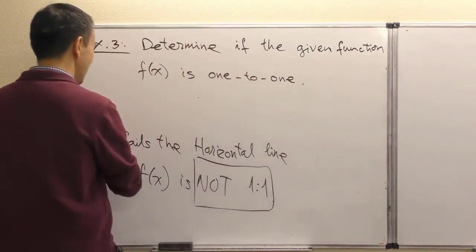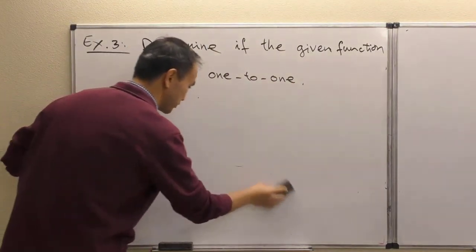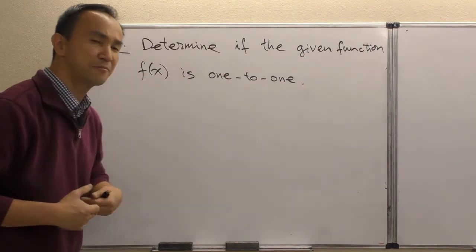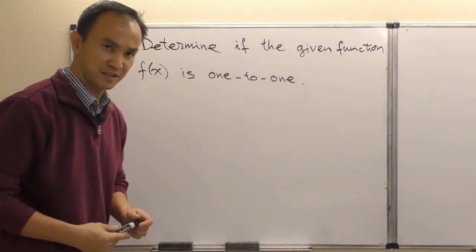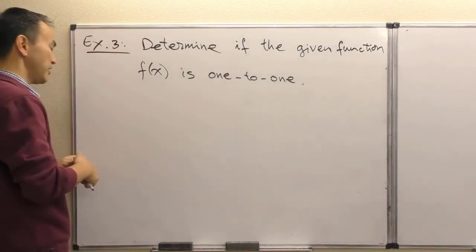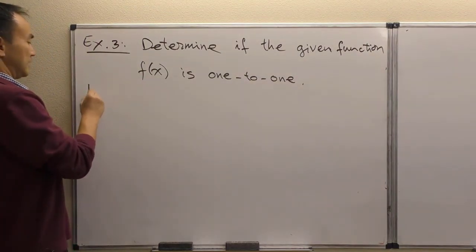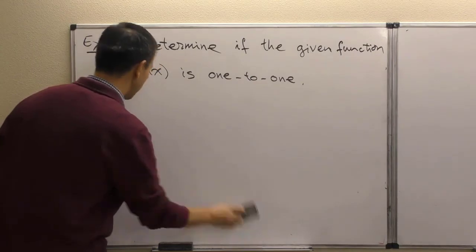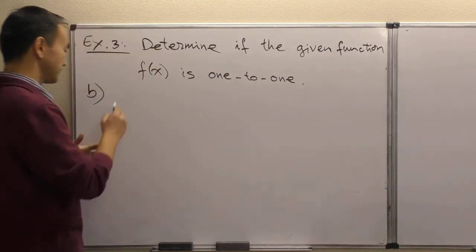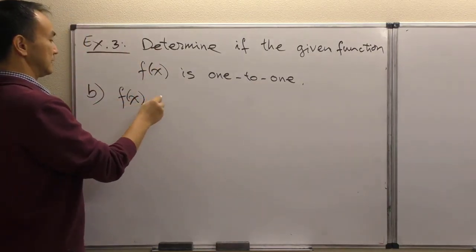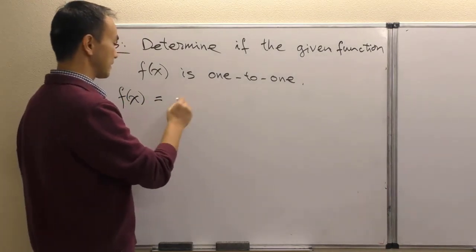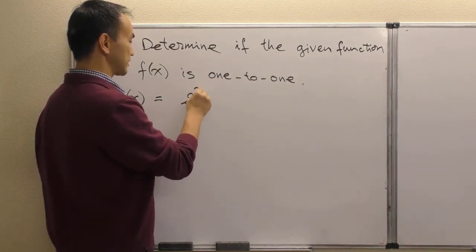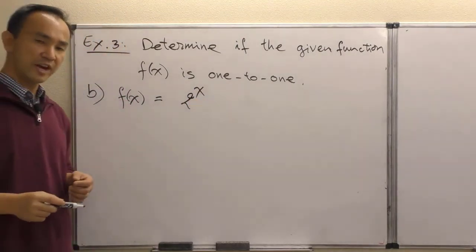So let's look at part B of the example. In my intention here, you don't need to expect that you are familiar with these functions. So I can just simply give you a rule. Let's say, how about g of x is given to be 2 to the x.